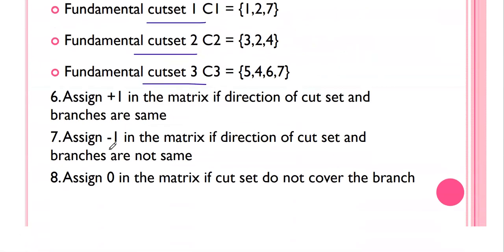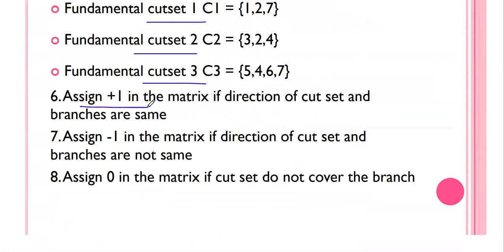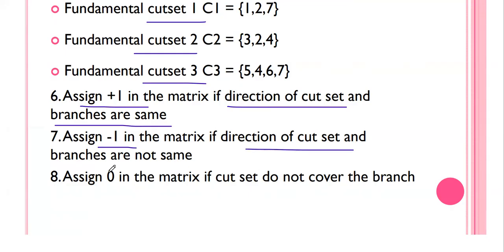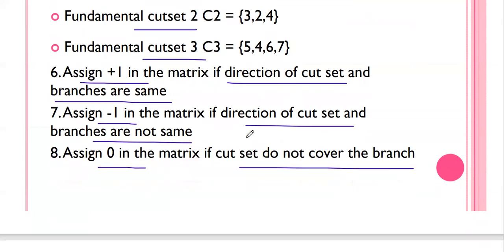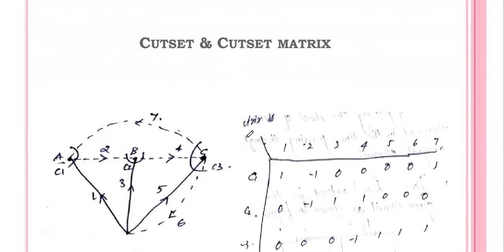Next, already you know the procedure. In the matrix, we assign +1 if the direction of the cut set and the branch current are the same. We assign -1 if the direction of the cut set and the branch are not the same, different. We assign 0 if the cut set does not cover the branch. So using these points, we are now going to form the cut set matrix.